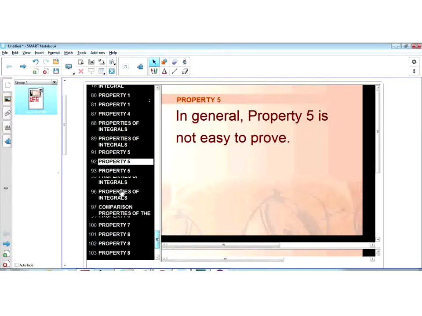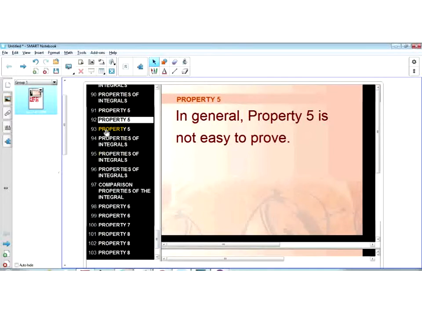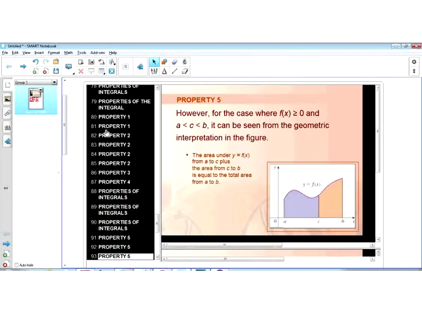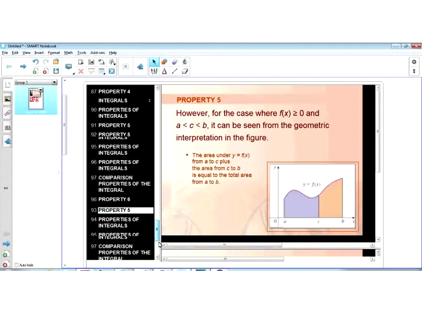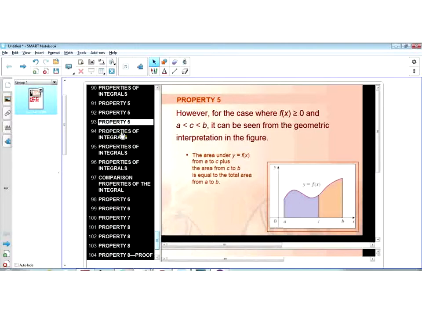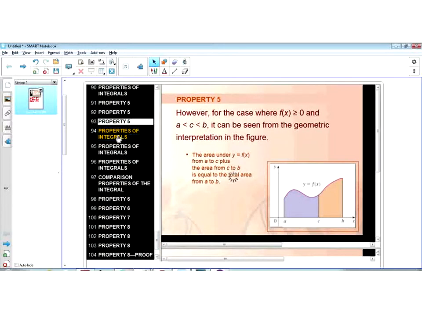Not easy to prove. So we won't. Here they say the cumulative area, purple plus gold, is equal to the cumulative area, provided that f of x is continuous and above the x-axis. It's easy to prove that case. Actually, you'll need something like Rolle's theorem to prove it, but we won't do that. Properties of integrals.